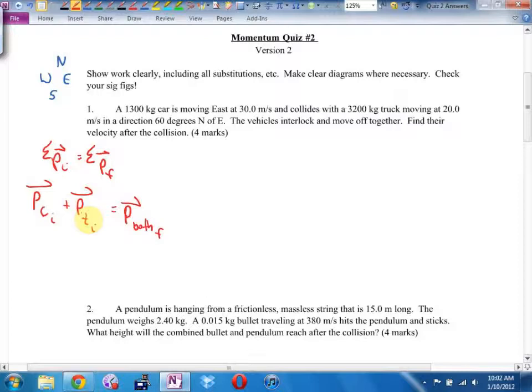As a picture, it's going to look like this. Car moving east. How big? Well, its momentum is mass times velocity. I think 39,000. There's a plus sign. Truck moving 60 degrees north of east. There's east, 60 degrees north of east. How big is this arrow? Mass times velocity. 64,000?